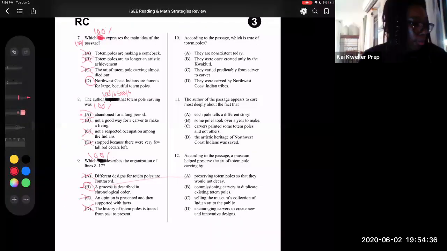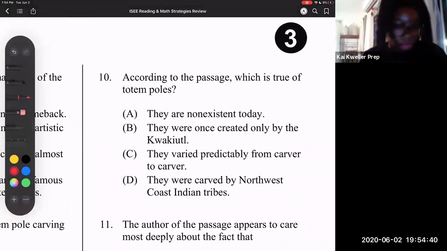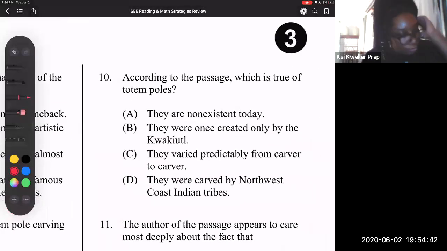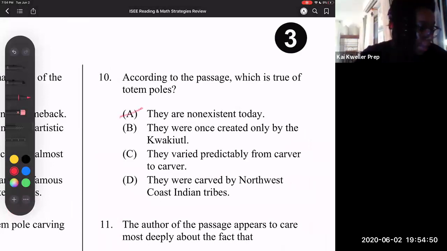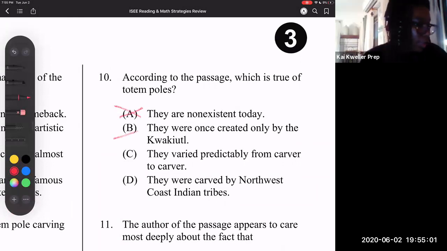Now, number 10. According to the passage, which is true of totem poles? That they are non-existent today? No, they actually spoke about a university bringing them back into the culture, so that can't be right. That they were once created only by this tribe? No. They don't mention whether it was solely done by one specific tribe. So we're going to cross that one out.